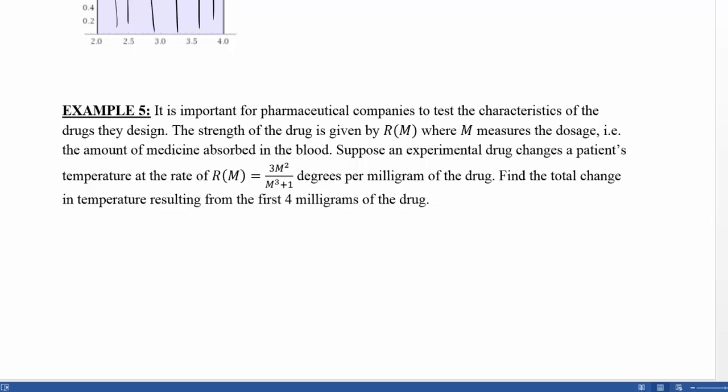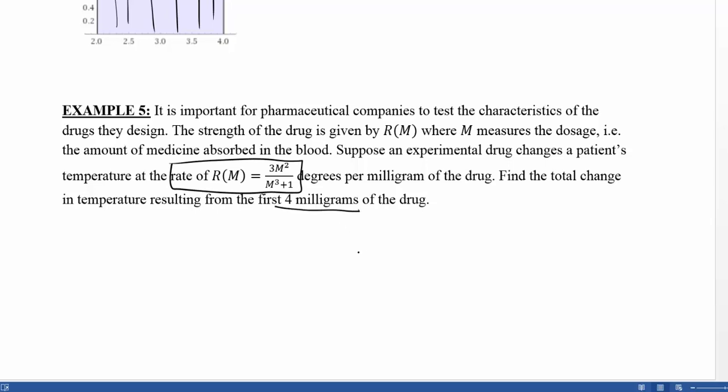Suppose an experimental drug changes a patient's temperature at the rate of R of M equals 3m squared over m cubed plus 1 degrees per milligram of the drug. Find the total change in temperature resulting from the first 4 milligrams of the drug. So here, again, this is the rate that we're given, and it's the rate at which the temperature is changing.